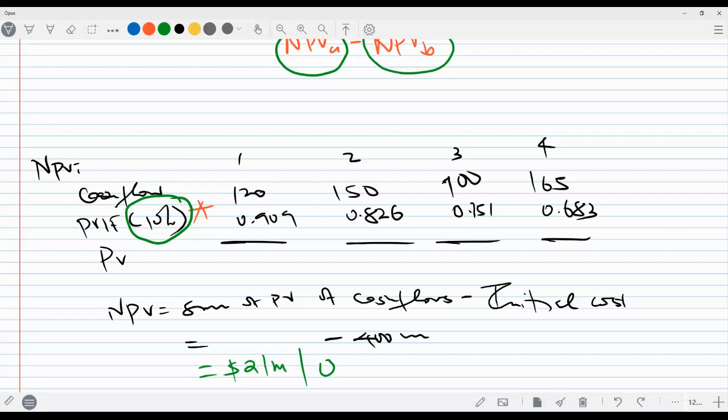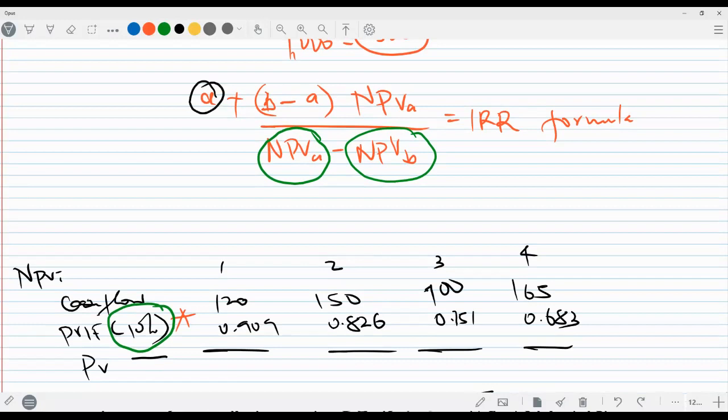So here we can say that 10% was our A in the formula above. Now, our second trial, 13%, therefore becomes our B. Are you getting it? Yes, I'm getting it. Okay, great.